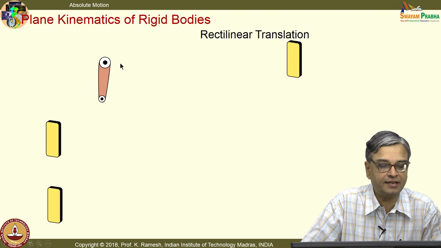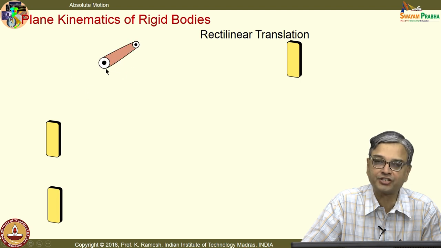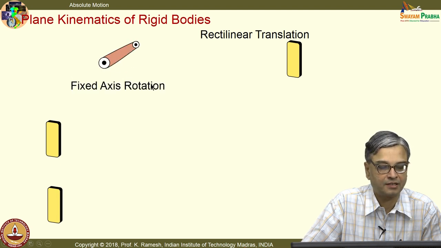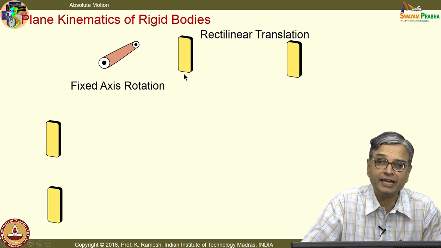Then we have also seen fixed axis rotation. This is rotating anti-clockwise, and I can also rotate this clockwise. It could be clockwise or anti-clockwise. Make a neat sketch of these diagrams and observe what kind of motion I am giving to the duster now.